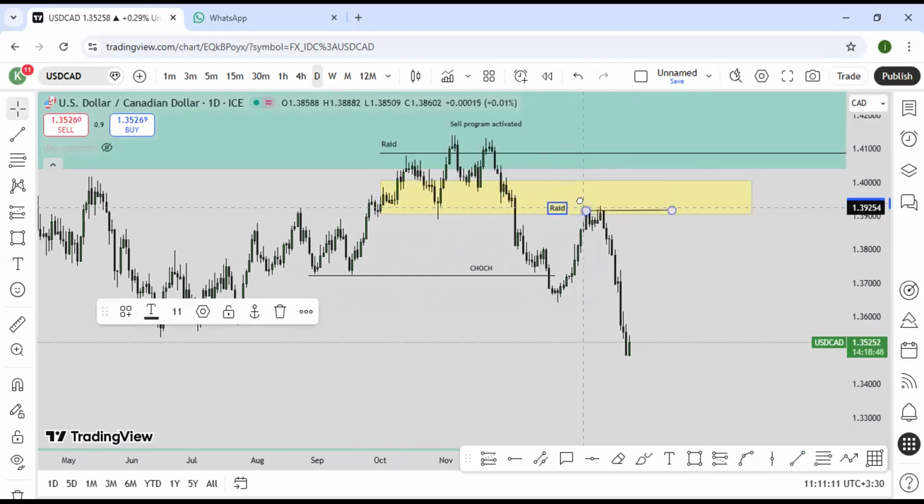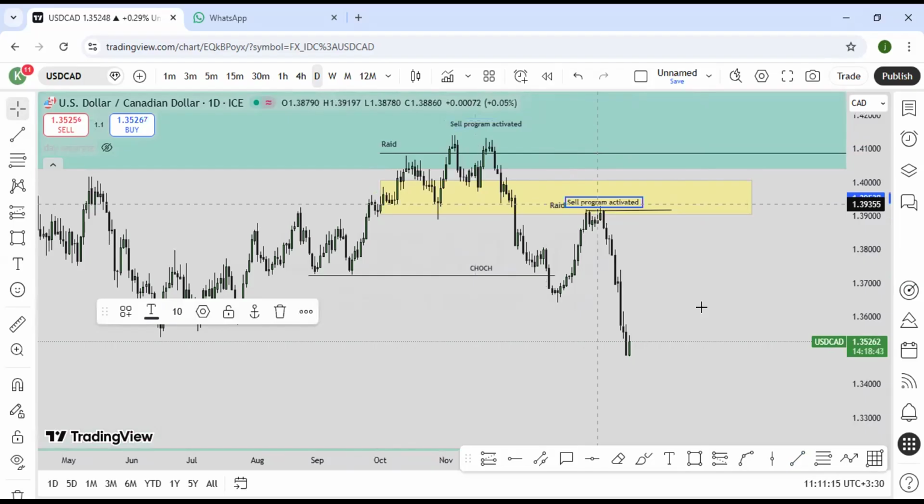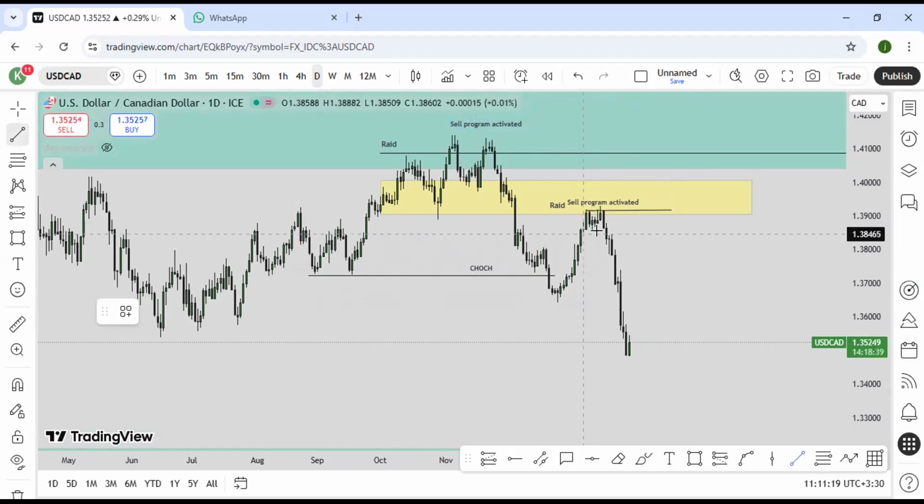The same thing. This is the array. Then this is a sell program activation with a church here. So we entered this one. I sent it last week, I think. This is the church. Then we sell.